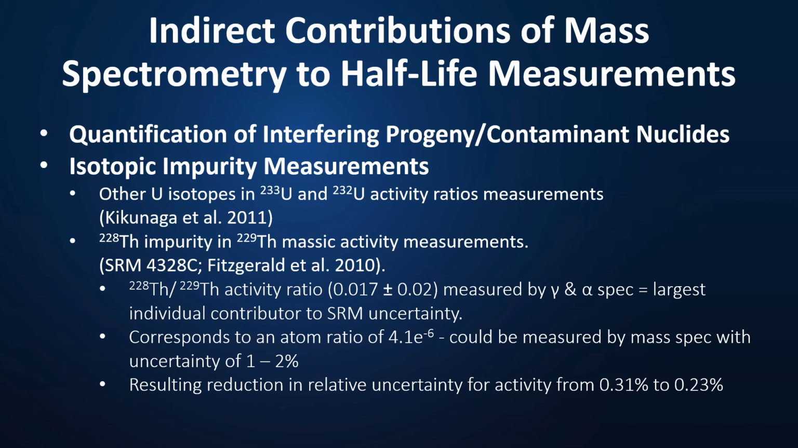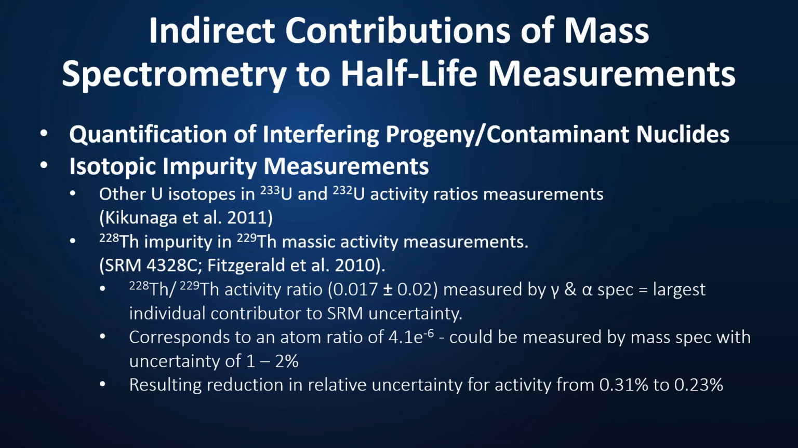High-precision isotopic ratio measurements can also improve activity measurements by quantifying isotopic impurities that are impossible to separate from an element of interest. For example, Kikunaga and others used the activity ratio of uranium-232 and uranium-233 in a study to measure the half-life of the U-233 daughter product, thorium-229. They used uranium isotope ratio measurements to correct the 233-232 activity ratio for interferences from other U-nuclides.